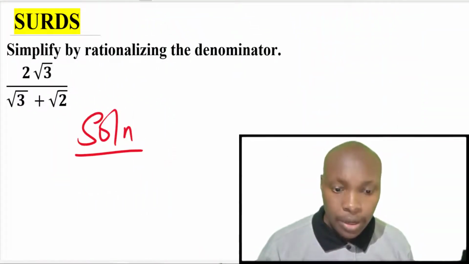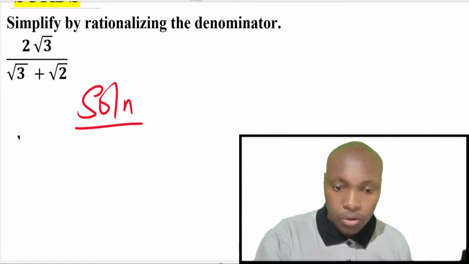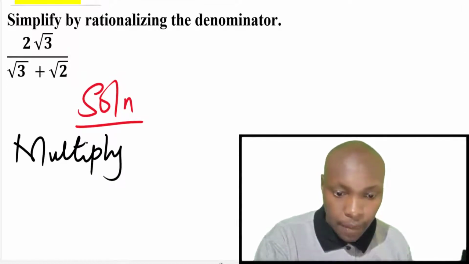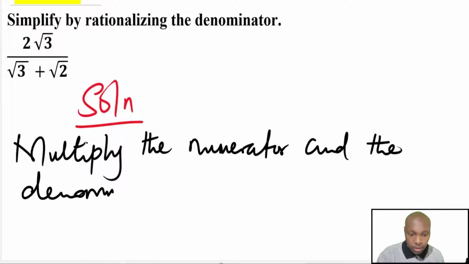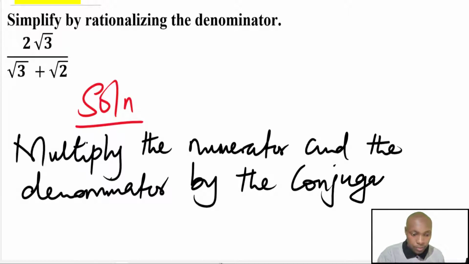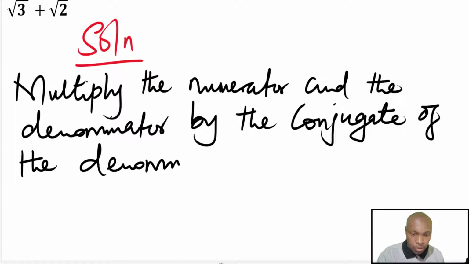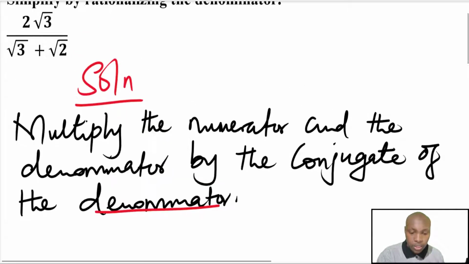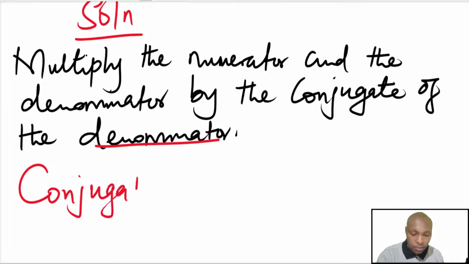Now we shall begin by multiplying both the numerator and the denominator by the conjugate of the denominator. Now the conjugate of the denominator will be root 3 minus root 2. The conjugate is the denominator with the sign changed. So if the sign was positive, it becomes negative.